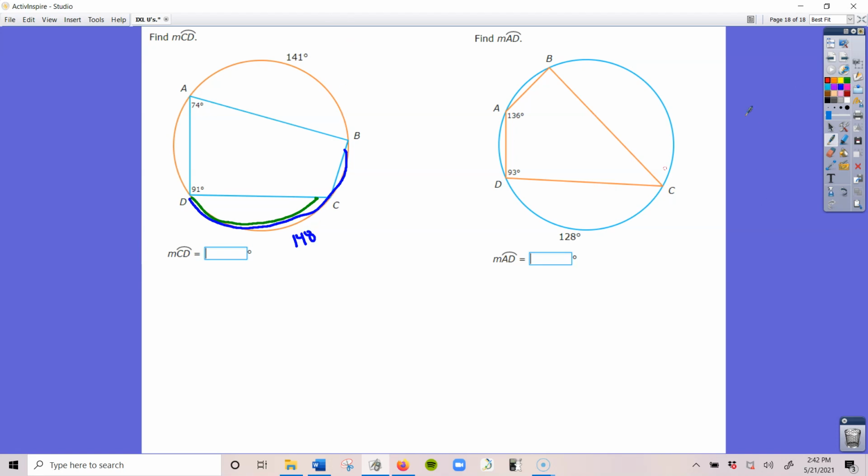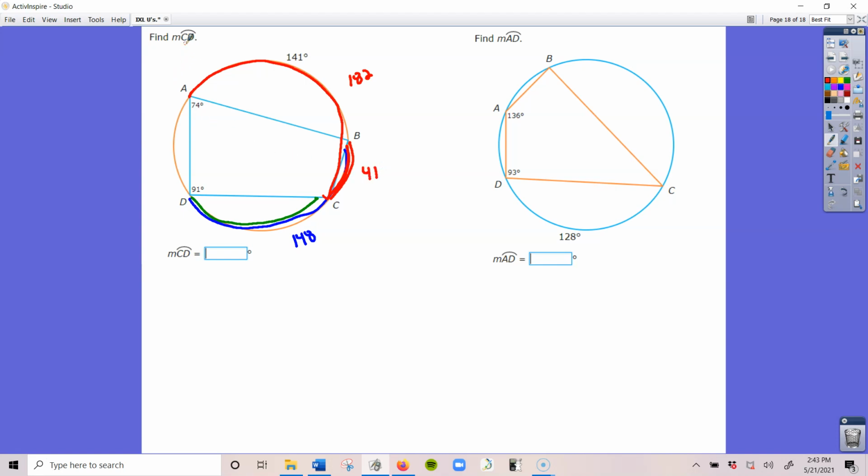Now, with the other angle, the 91, that intercepts from here to here, because that's where that angle ends. So this is 91, so the arc measure is going to be double. So 91 times 2 is 182. But what I have here is that part of that red is 141. So I would do 182 minus 141, and that gives me this leftover bit, which is 41.